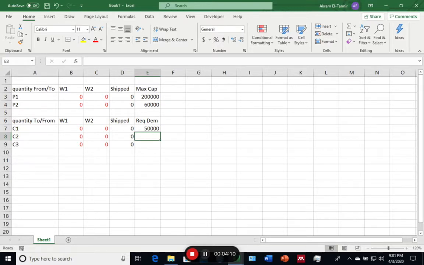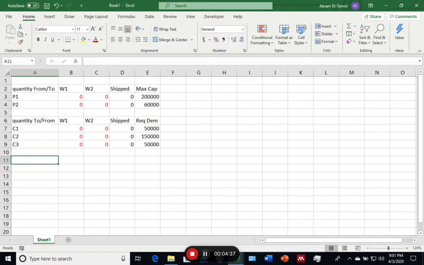150,000 for customer 2 and 50,000 for customer 3. So later on when we build the solver model, we have to specify that those shipped quantities must be equal to the required demand. The third type of constraints is the following.